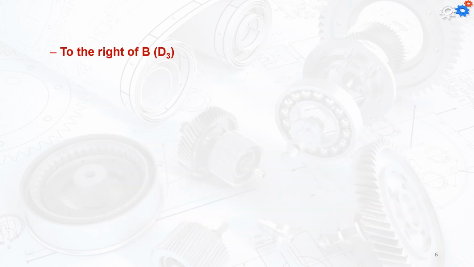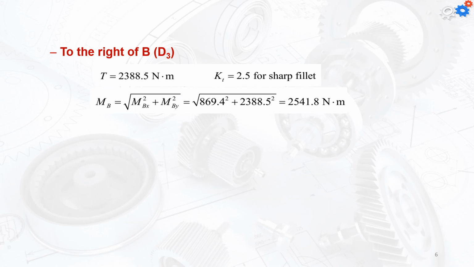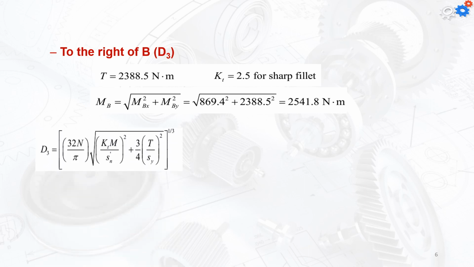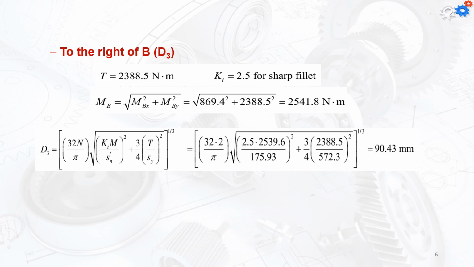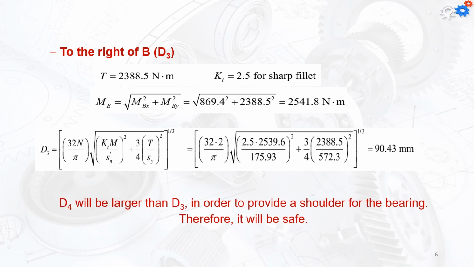To the right of the B, for diameter 3, it's going to be a little bit larger. So the torque is going to be the same. The KT is in that case going to be 2.5 for the sharp fillet instead of using the rounded fillet. And I'm going to use the bending moment diagram to find the bending moments, and it's going to be the same. Then I'm going to use the equation now, and the KT value will increase the diameter to be 90.43 instead of 76. Now the D4 will be larger than the D3 in order to provide a shoulder for the bearing. Therefore, it's going to be safe.